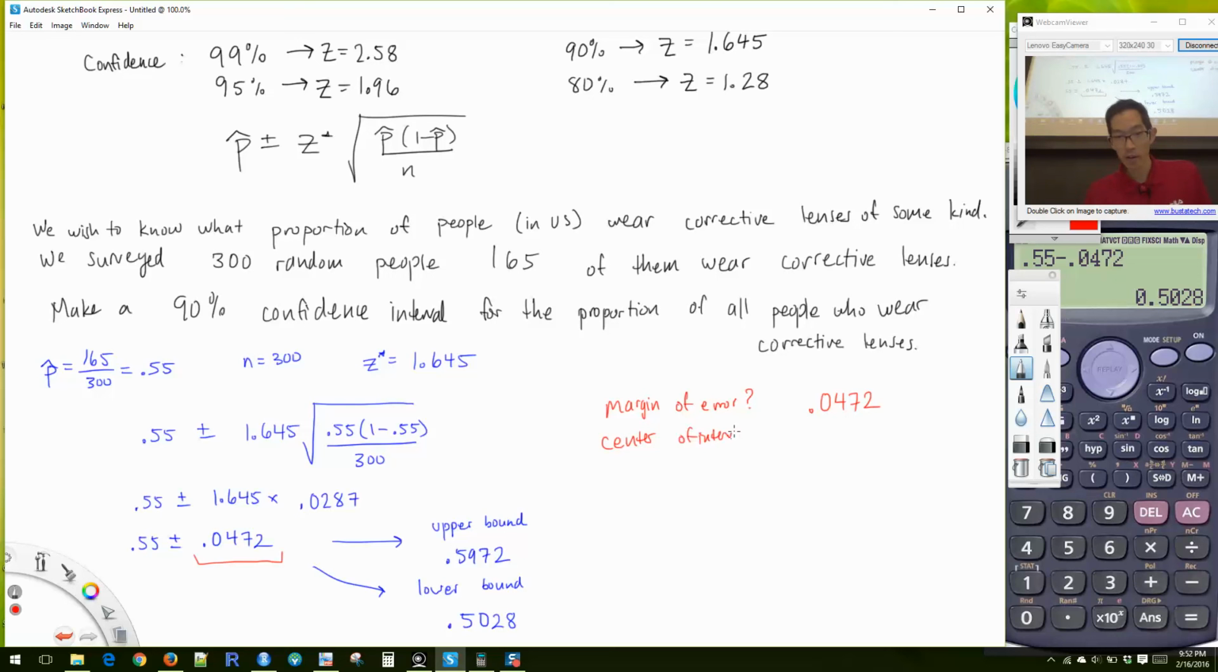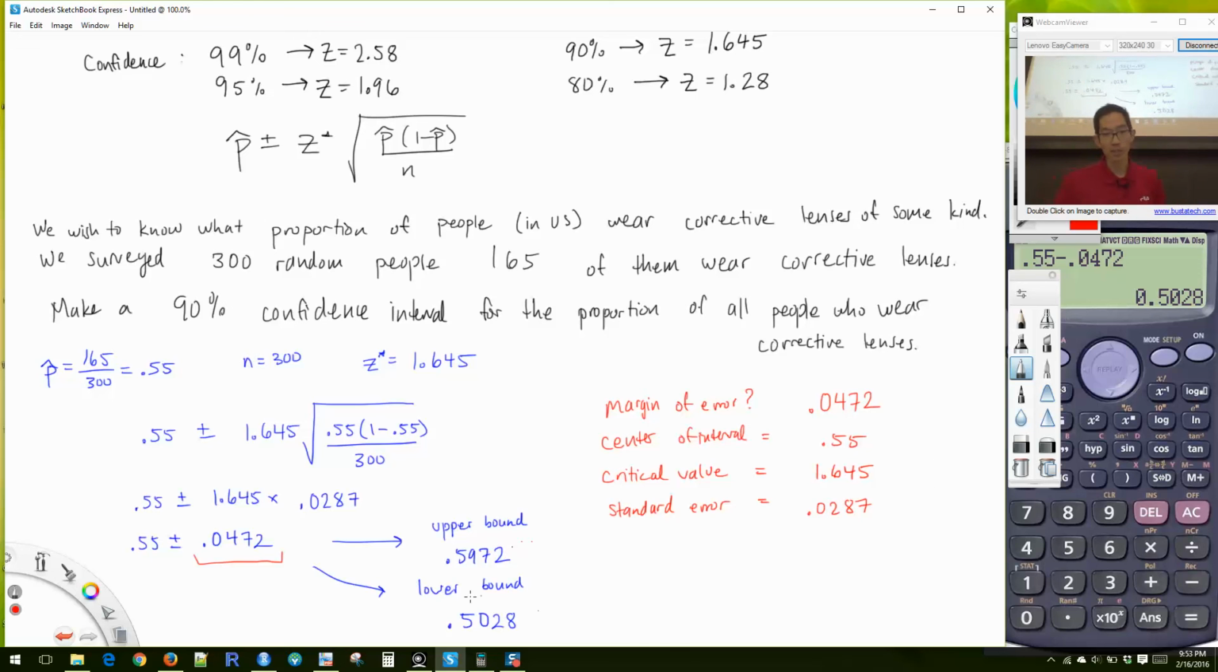Wait, how did you get the margin of error? The margin of error is just the part that comes after the plus or minus. It's the critical value times the standard error. The center of the interval is 0.55. I'll label all of these parts. Our critical value is 1.645. All I'm doing is giving you the names of each of these numbers. Our standard error is the 0.0287.